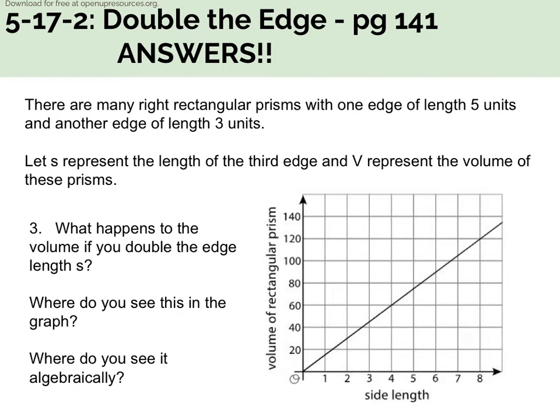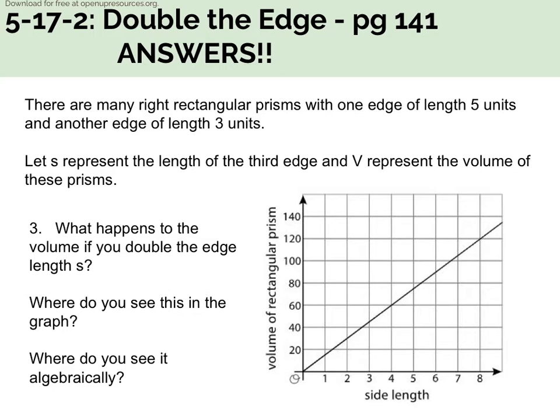Okay, so we have this rectangular prism. It has a length of 5, another length of 3. We did our equation, right? Our V equals 15H. Now it says, what happens to the volume if you double the edge of side S? And where do you see this on the graph, and where do you see it algebraically? So go ahead and think about that. What happens if I double it? What would happen with that volume? So go ahead and answer that question and then come back to me.